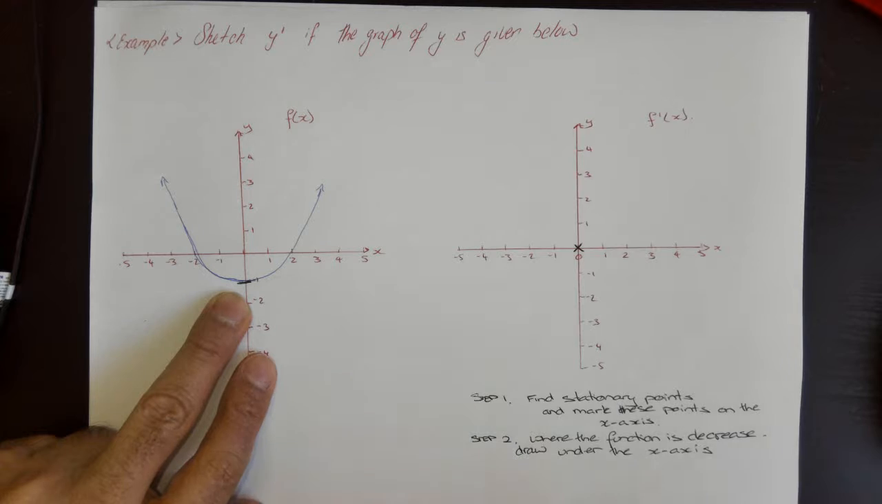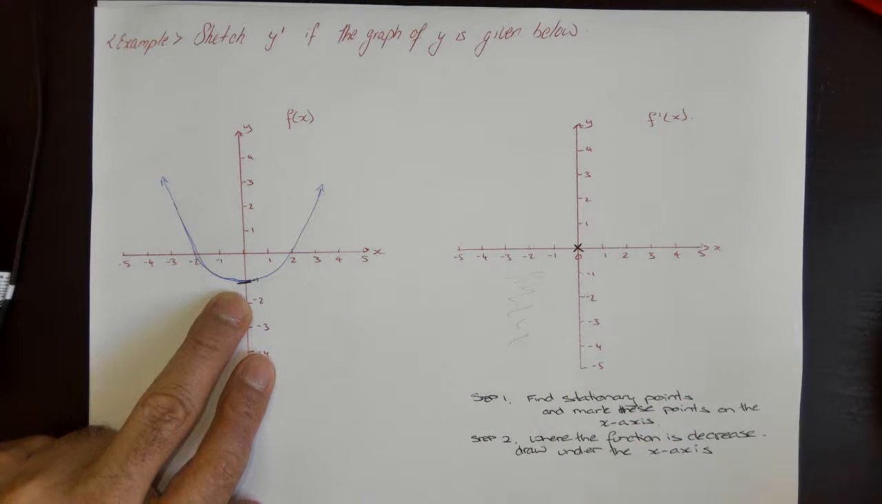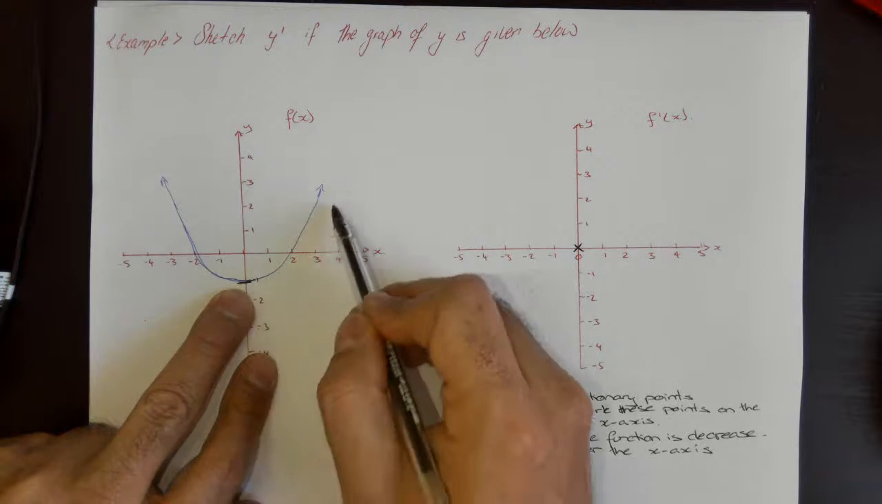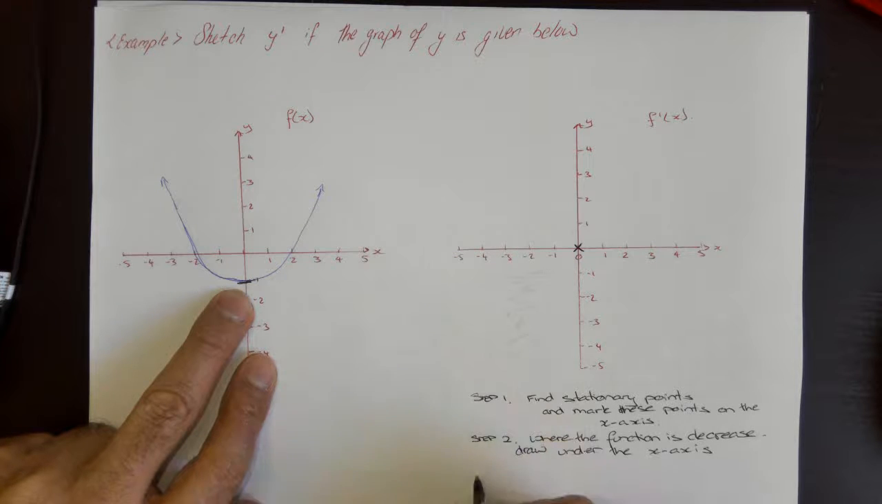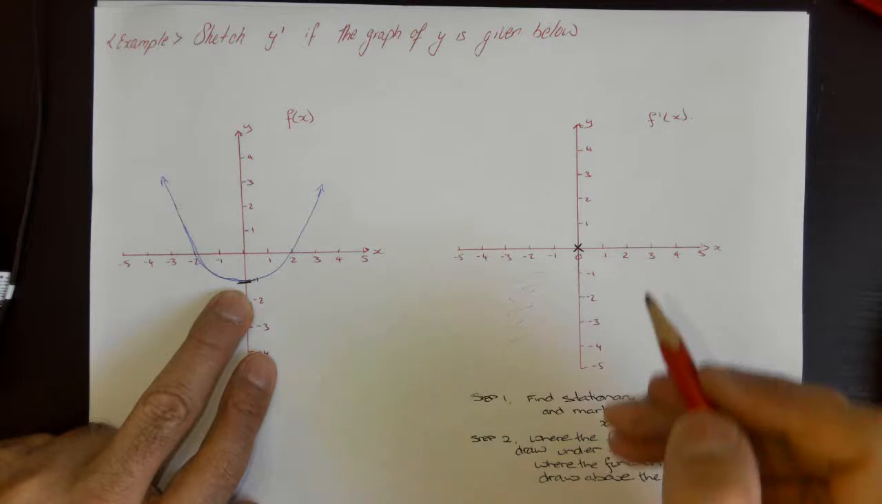So what I'll do is I'll just shade it like this. Now look at the other side of the stationary point, and here my graph is increasing. So where the function is increasing, we're going to draw that above the x-axis. So if I shade that, it's somewhere up here.